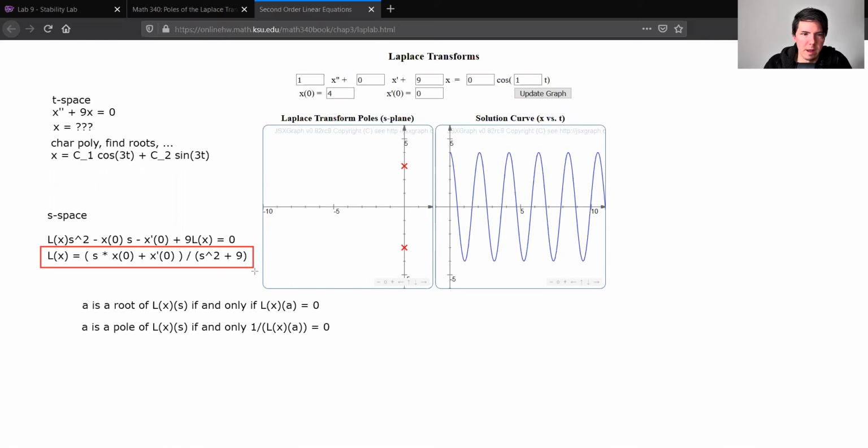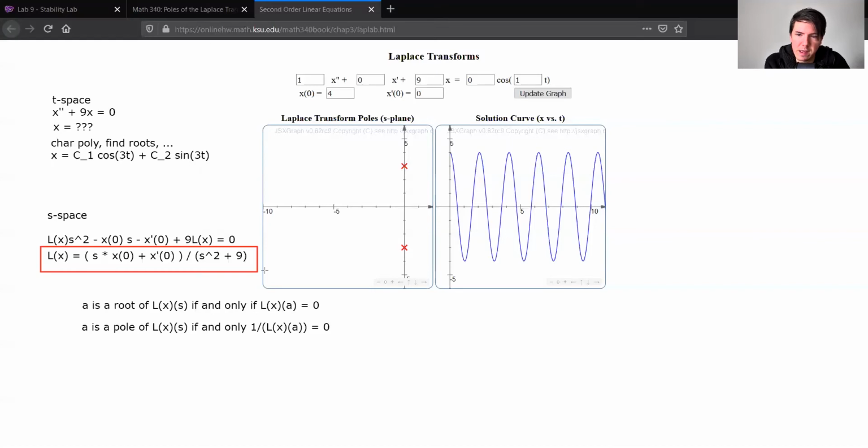function, L of X is equal to S times X naught plus X prime of 0, all divided by S squared plus 9. If we're looking for values of S, what S values can you plug in that will give you a pole? Said another way, what S values can you plug in so that the denominator is 0?